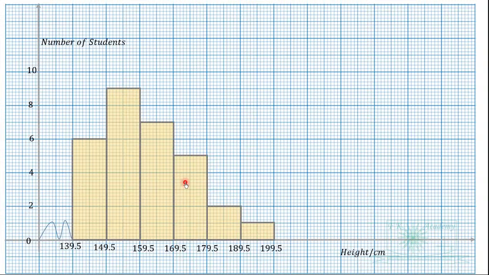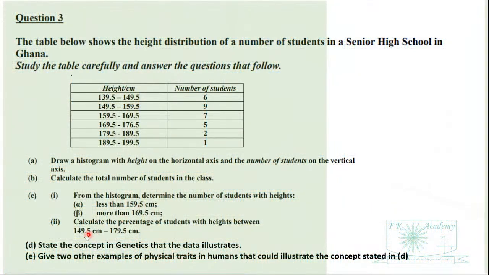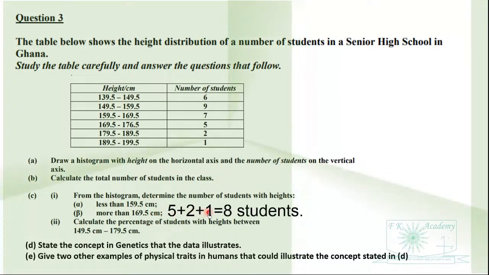Then those who have more than 169.5 centimeters, so 169.5 centimeters is here. More than that, we have 5 students here, we have 2 students here, and we have 1 student here. So 1 plus 2 plus 5 will give us 8. So those who have more than 169.5 centimeters will be 8 students.